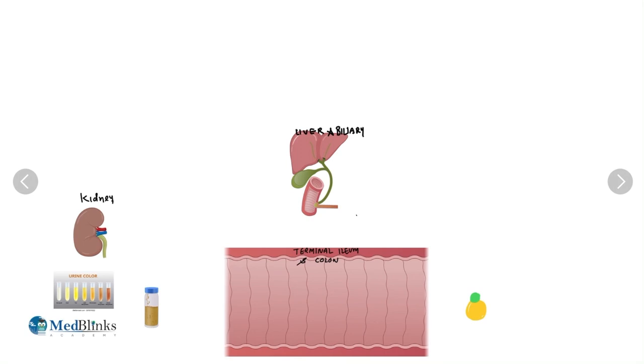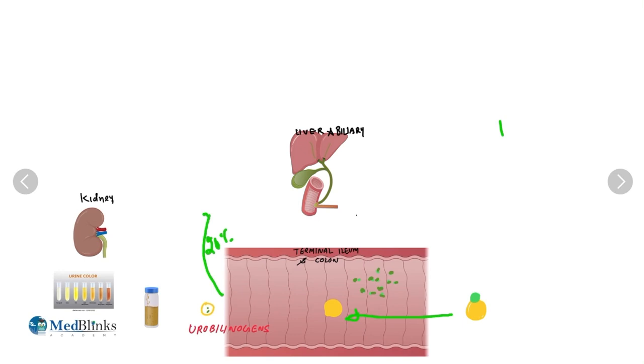There are many bacteria in the colon and terminal ileum which convert conjugated bilirubin again into unconjugated bilirubin. This unconjugated bilirubin is further reduced to what are called urobilinogens. Urobilinogens are colorless compounds, and approximately 20% of these urobilinogens are reabsorbed in the colon and terminal ileum, and they reach the liver and biliary tract again and enter what is called the enterohepatic circulation.